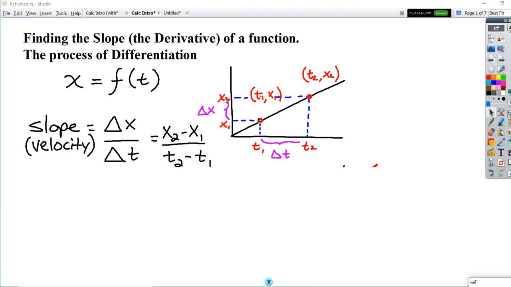Now, if you want to find the rate of change of the displacement over time, on a line it doesn't matter what 2 points you pick. So here you can see these 2 points were selected. You would look at what the values on the horizontal and the vertical axis are. So this first point here is t1, x1, and the second point is t2, x2.